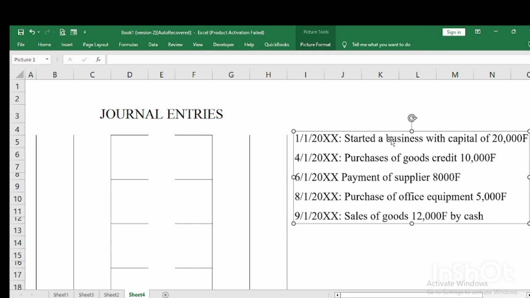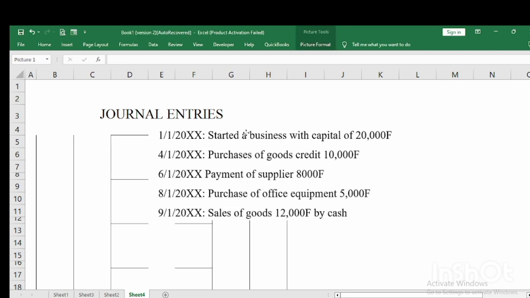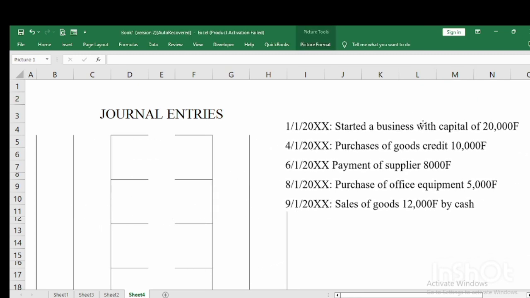We started a business on the 1st of January 20XX with a capital of 20K. In each of the transactions, you have to look at which accounts are concerned. They say started a business. Though they did not specify, if they started a business with 20K, that means this 20K is cash. So we have cash and we have capital.